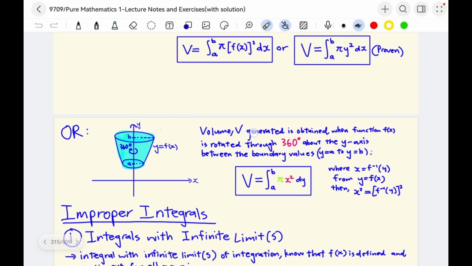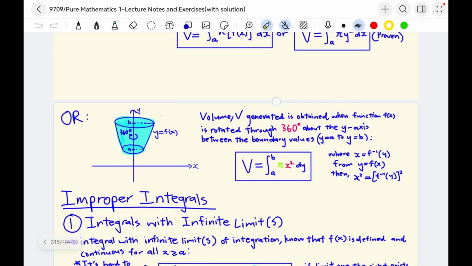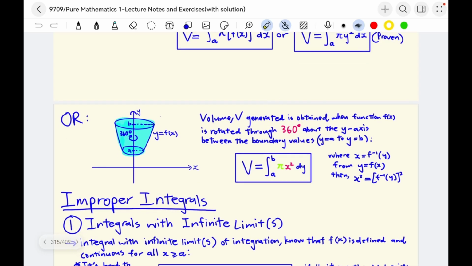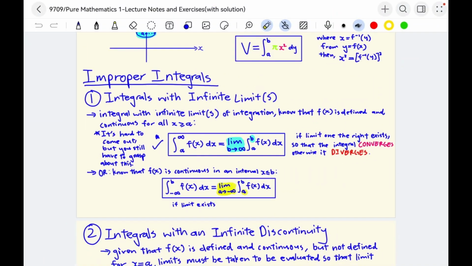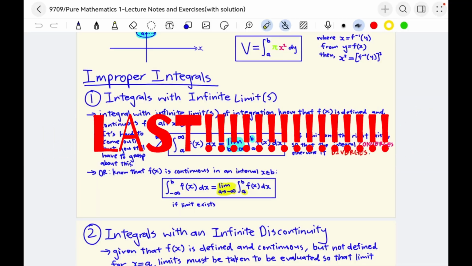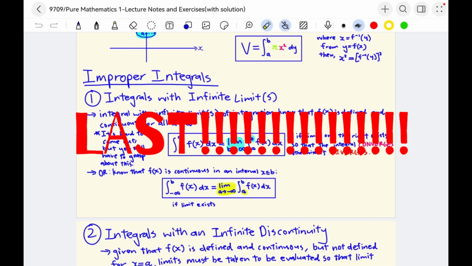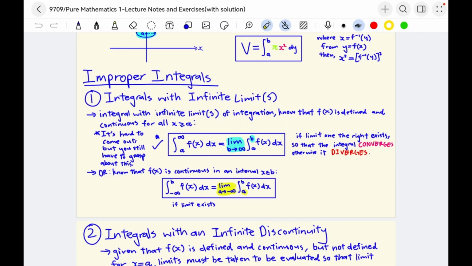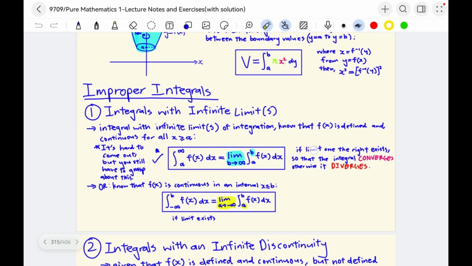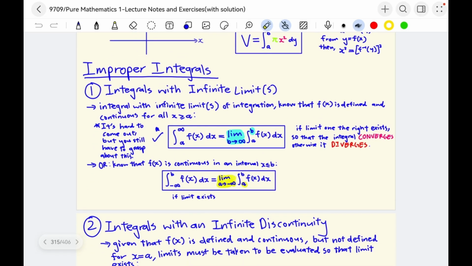I hope you got this. Alright? So yeah, let's move on to the improper integrals. Oh my god, guys. We have finally entered the last subtopic among this topic, and also among the pure mathematics one. Finally, we have made it here so far. Alright. Here comes the last subtopic, which is the improper integrals.